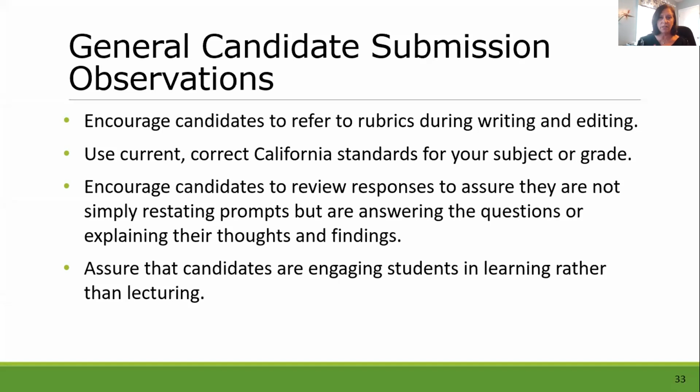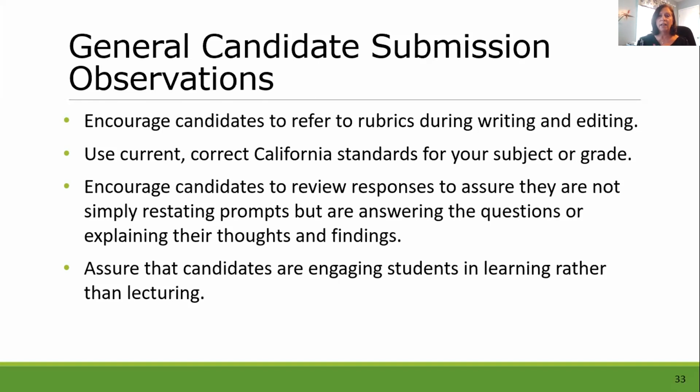Third point, we want to encourage candidates to review responses to assure they are not simply restating the prompts in their answer, but actually answering the questions and explaining their thoughts and findings and really engaging in reflective writing. So, we have seen responses that are almost exact repeat of the question asked, and they don't take the next step and really get into giving us a response based on the instruction they just provided to a particular set of students.